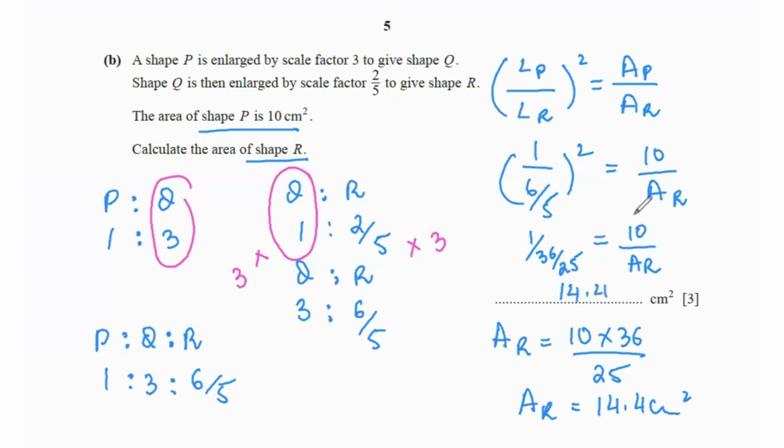Remember, when you have mathematically similar shapes and we're trying to find the area, what we can do is square the scale factor, or the ratio of the lengths. Over here, the ratio of the lengths are 1 for P, and for R it's 6 over 5. So 1 divided by 6 over 5 being squared equals the area of P divided by area of R. And since we have the area of P, we can substitute that, and the only unknown is area of R. Solve your fractions, cross multiply, make area of R the subject, and you find the value, which is 14.4.